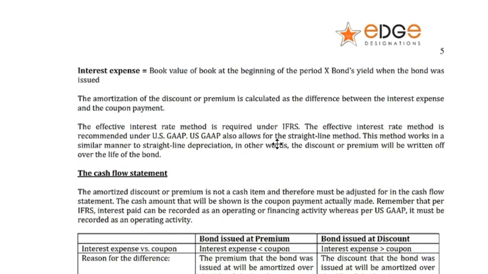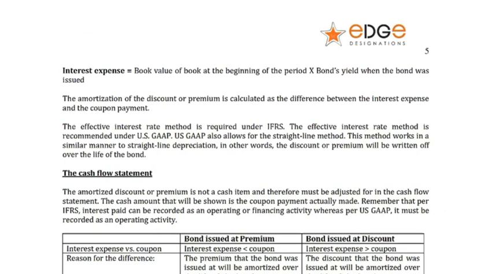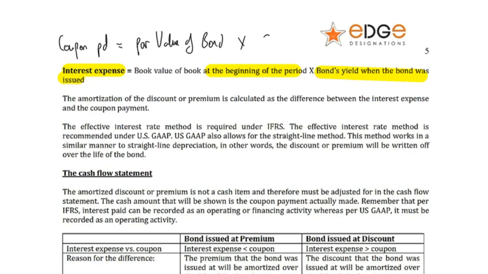Okay, cover page 5. The interest expense, and we've spoken about this already, is the value of the liability at the beginning times the market yield. Let's just do a quick revision. What's my coupon? And you can even see the terms are different. It's coupon paid. Coupon paid is equal to the par value of the bond times the coupon rate. Coupon rate never changes. The bond's yield always changes because it's based upon market rates.